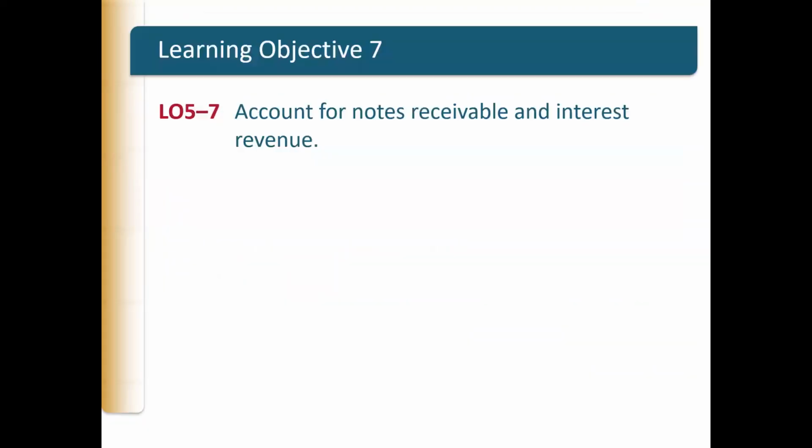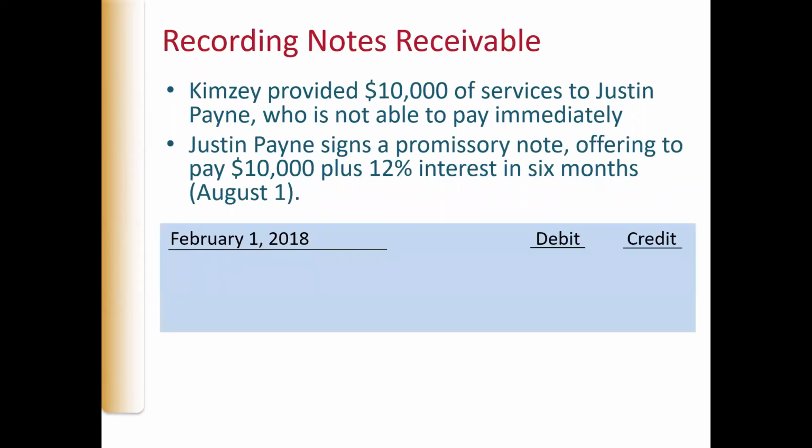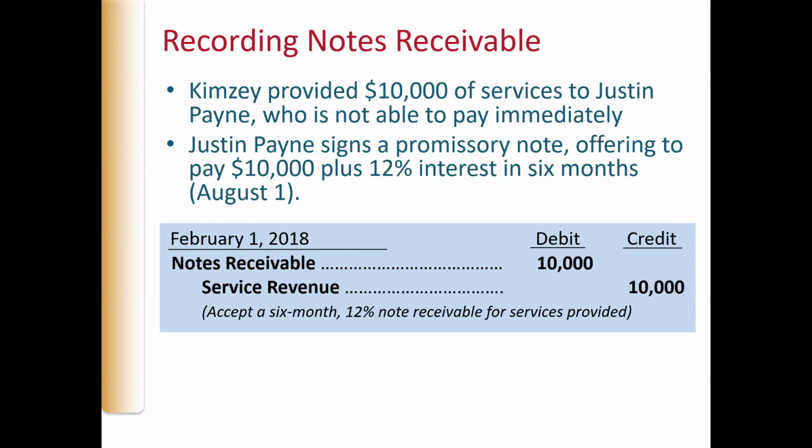So I want to move on here. You guys can look through these. Notes receivable, we touch on lightly. In accounting for notes receivable and interest revenue, a note receivable is a written promissory note. It's an agreement, and we can classify them as current or non-current based on when the due date is. When Kimsey provides $10,000 of services to Justin Payne, who can't pay immediately, Justin signs a promissory note offering to pay $10,000 plus 12% interest in 6 months. So what we do there is we debit our notes receivable and we credit service revenue because we're accepting a 6-month promissory note.